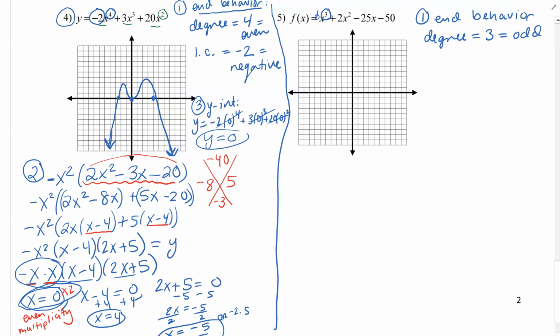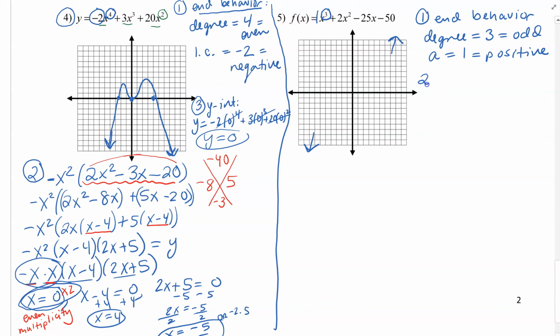I can also see the leading coefficient of that term is 1. So a is 1, which is positive. So that means it'll be going up on the right side and down on the left side. It'll look like a parent graph for x to the third. Okay, on the ends anyways. The ends will look like the parent graph of x to the third. Okay, so we got the end behavior down.